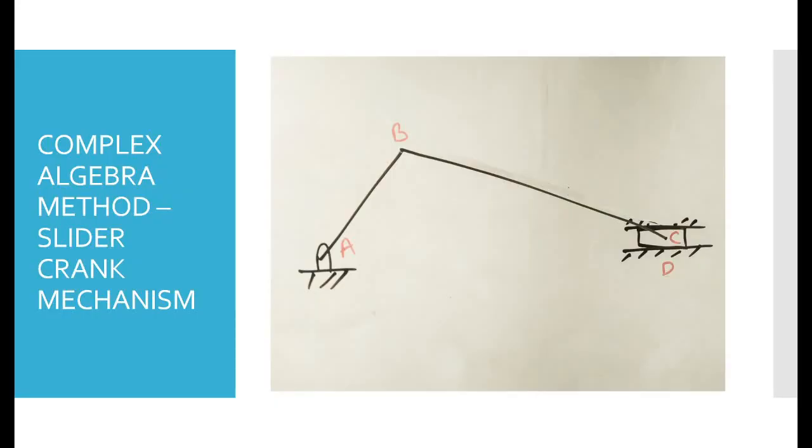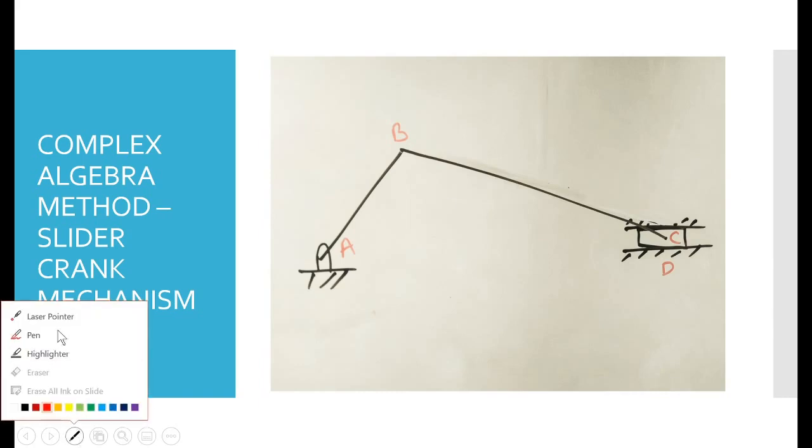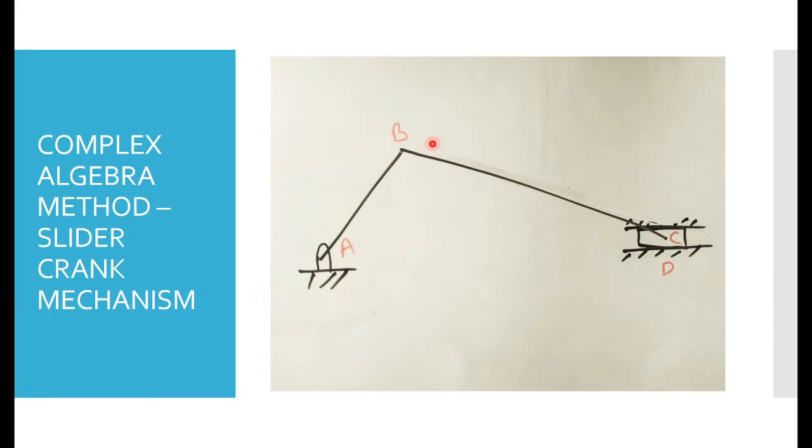Our next topic: the same complex algebra method. How will you apply it on a slider crank mechanism? So this is roughly a slider crank mechanism. We have a fixed link. We have AB crank, BC is connecting rod, and D, this thing, is the slider.